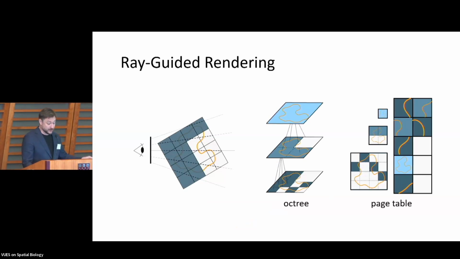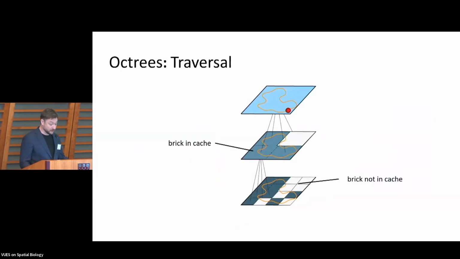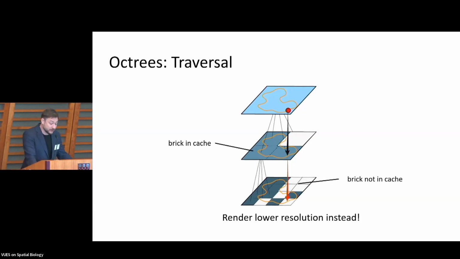Now, currently, ray-guided methods are either based on octrees or on page tables. In an octree-based approach, there is a one-to-one mapping between bricks in the dataset and octree nodes. Each node corresponds to exactly one brick and vice versa. To access a brick during rendering, we start a traversal from the root node, and at each step we check if the node's brick is currently in cache. We use the last node that has its brick stored in cache for rendering. In case a node's brick is currently not in cache, we can simply use a previous node's brick instead.